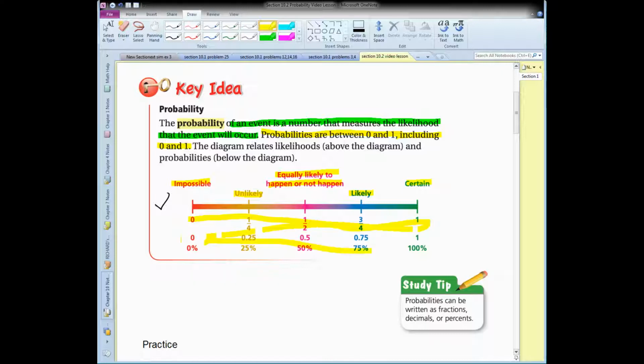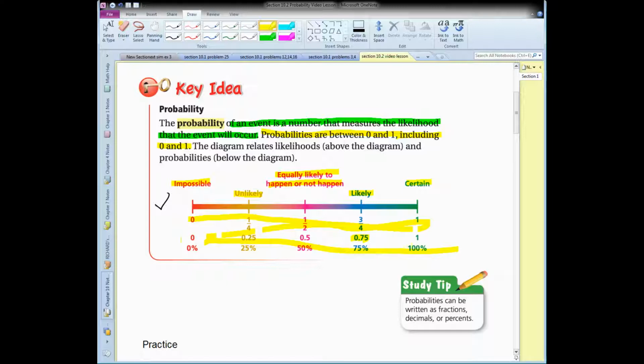Okay, these are probabilities. So if I have a probability that's 25%, then I would say that it is unlikely that that event will occur. If I have a probability that is 72%, well, 72% is close to 75%. So then I would say that that event is likely. So I'm going to pause the video right now, and I want you to write down the definition of probability, which is highlighted in green. And then I want you to copy down this number line and the words above it and the numbers below it. So the video will pause now.